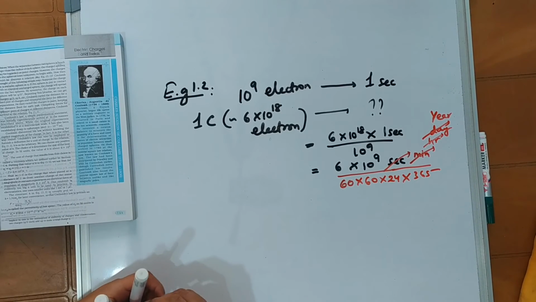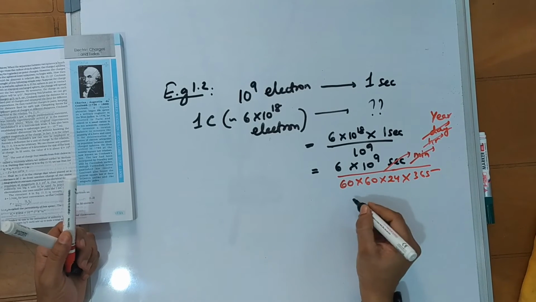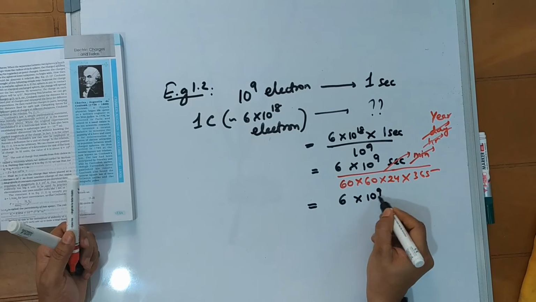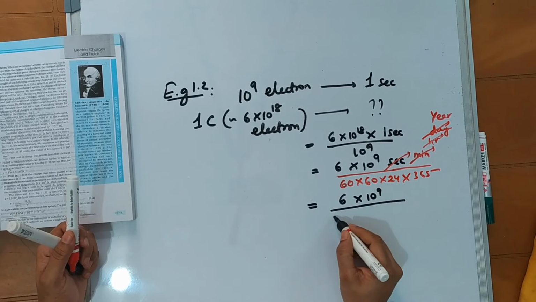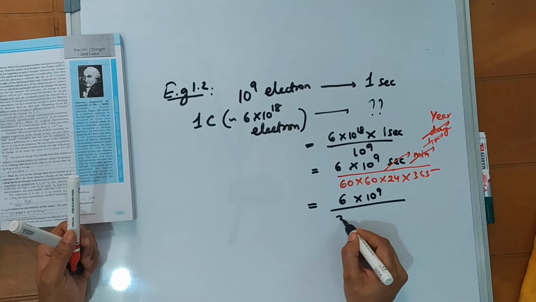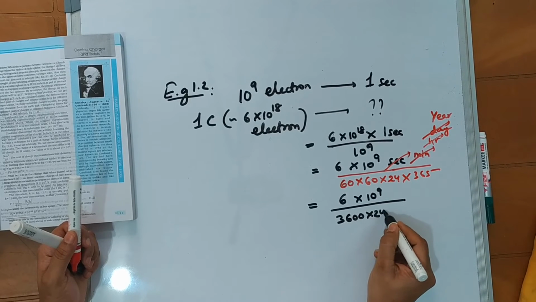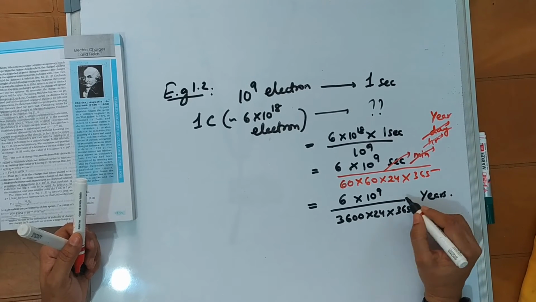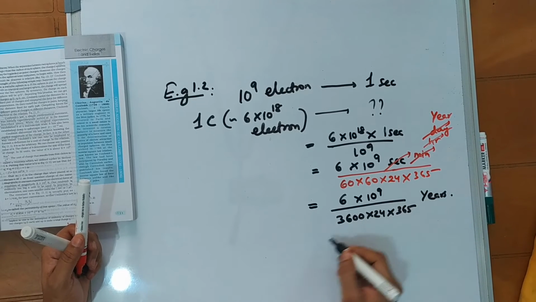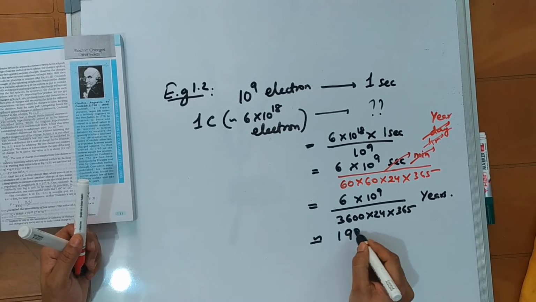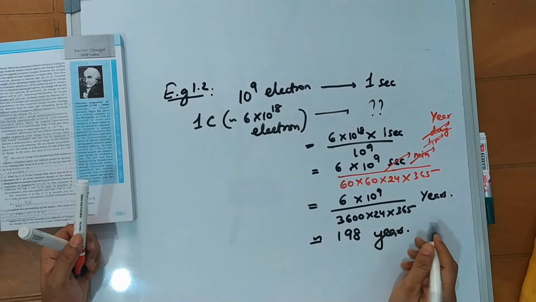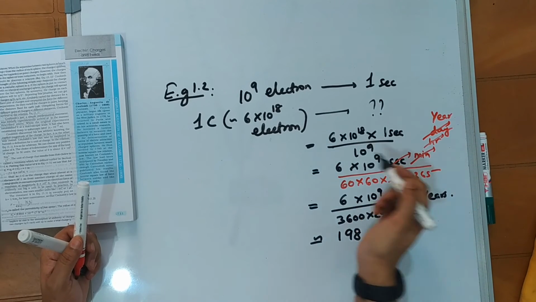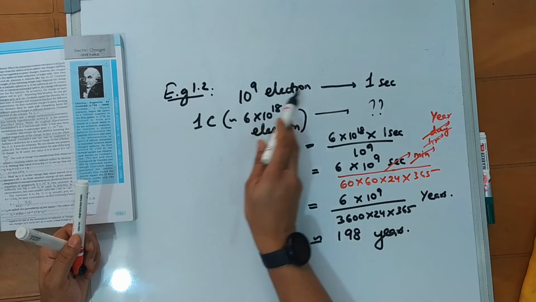So overall, 6 into 10 to the power 9 by the product of this, that is 3600 into 24 into 365, this many years. If I multiply and divide the whole thing, we will get approximately 198 years it takes to just transfer a coulomb of charge from one body to the other at the rate of 10 to the power 9 electrons a second.